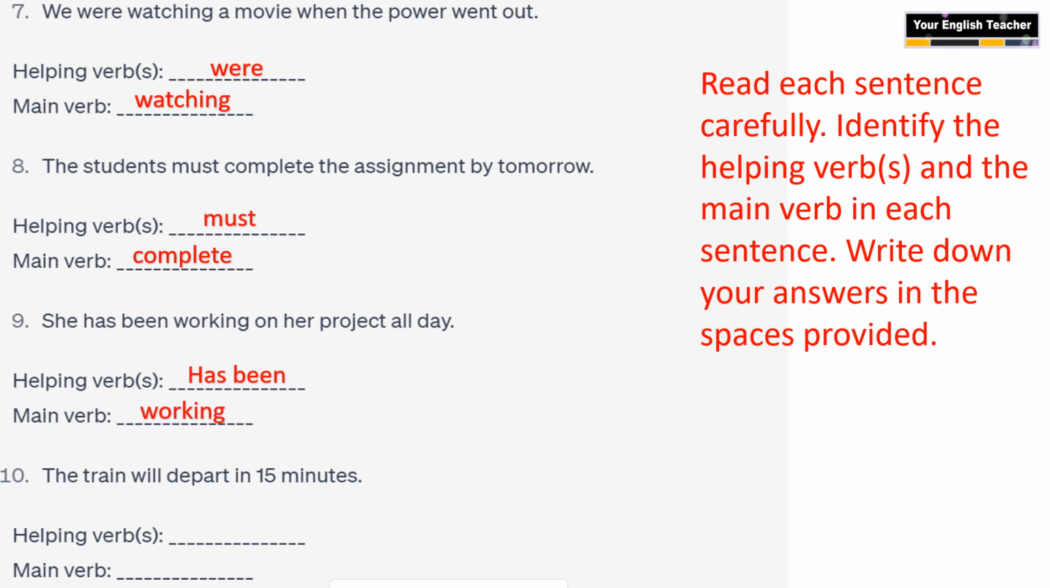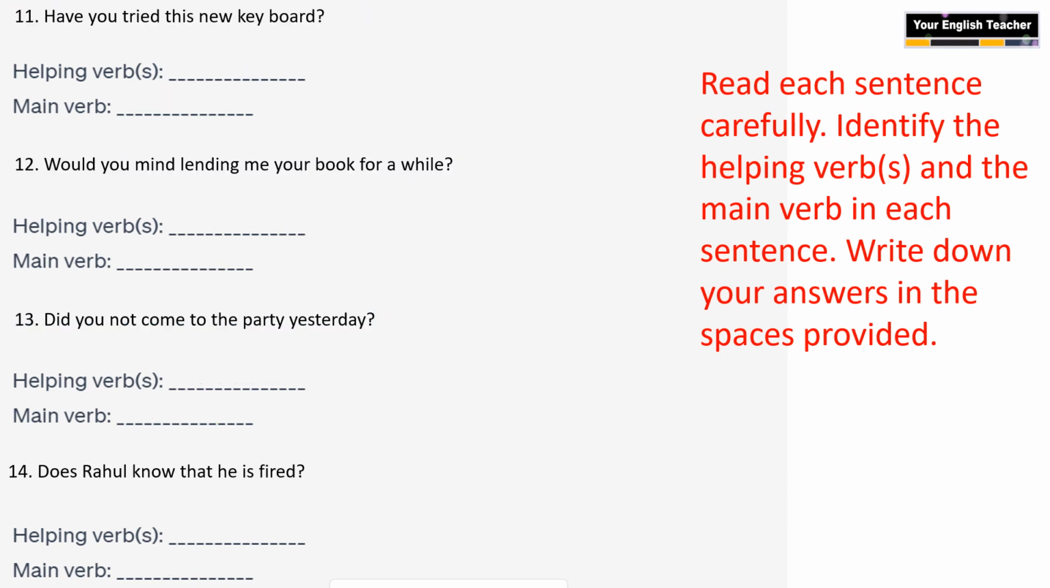Working is the main verb. And in the 10th sentence, will is the helping verb. Depart is the main verb. And see here on the 11th sentence, the helping verb is have and the main verb is tried. In the 12th sentence, would is the helping verb, mind is the main verb. In the next sentence, did not is the helping verb, come is the main verb. And in the next sentence, does Rahul know that he's fired?